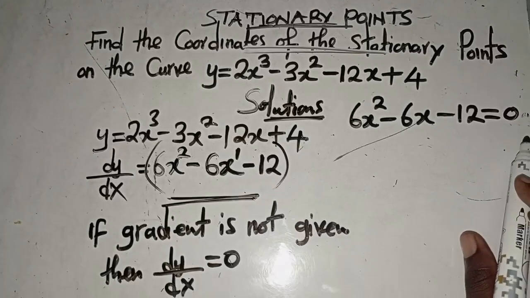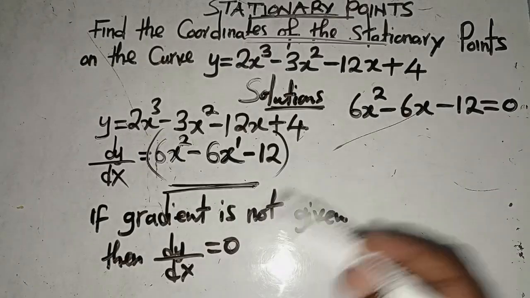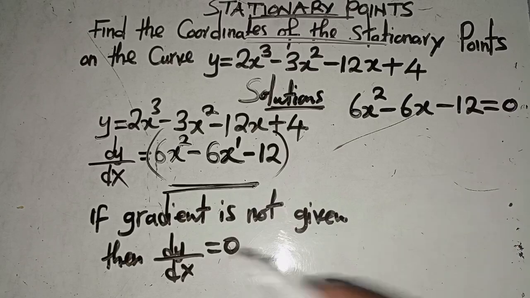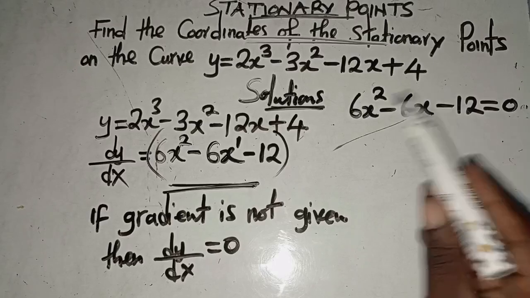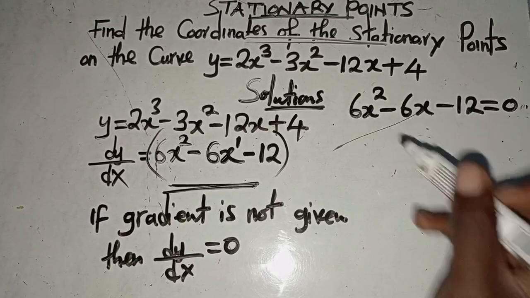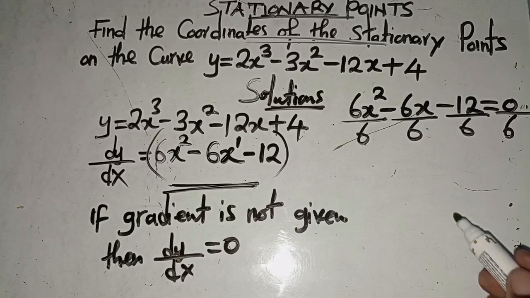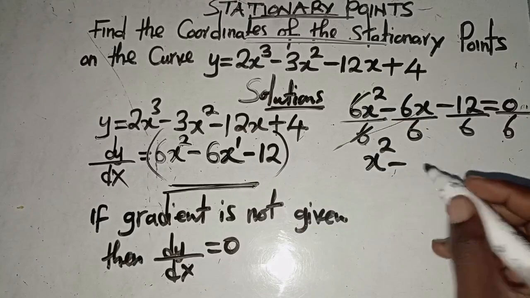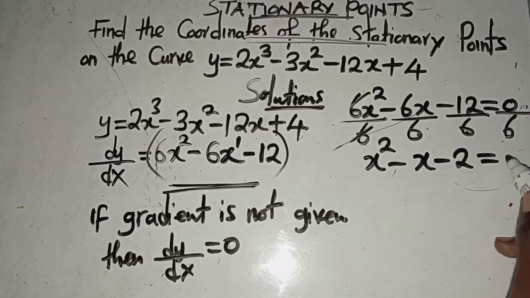But if the gradient was given, I would have gone direct. If the gradient is 2, I would have said equal to 2. But since the gradient is not given, dy/dx is equal to 0. This is why I've put a 0 there. I can reduce this by dividing both sides by 6, throughout by 6. So I remain with x squared, minus 6 into 6 once I remain with x, minus 6 into 12 that is a 2.